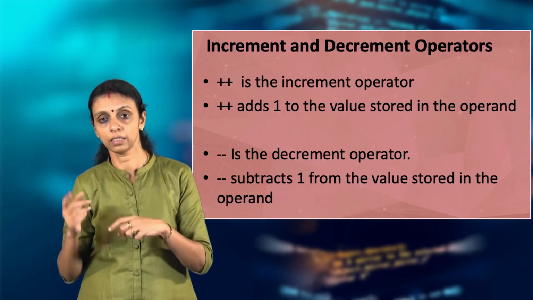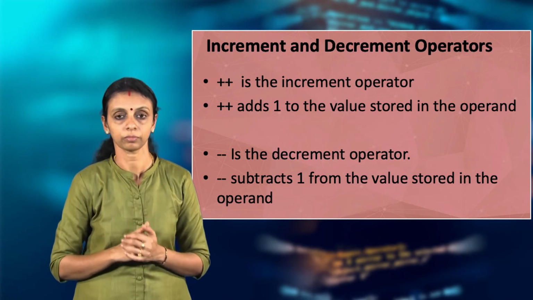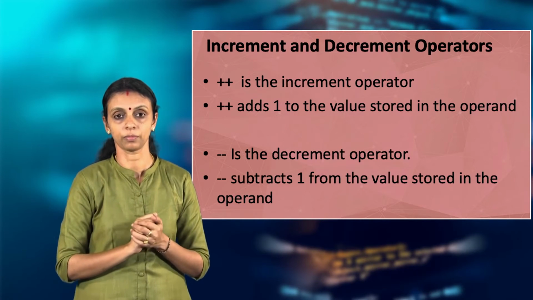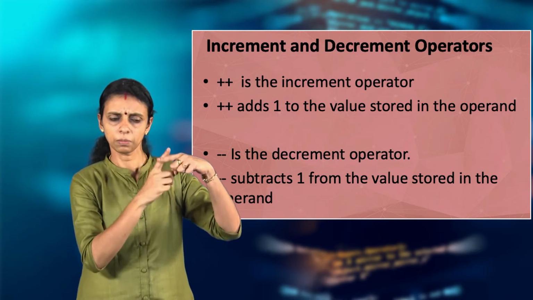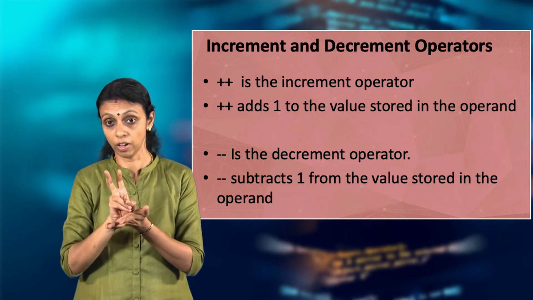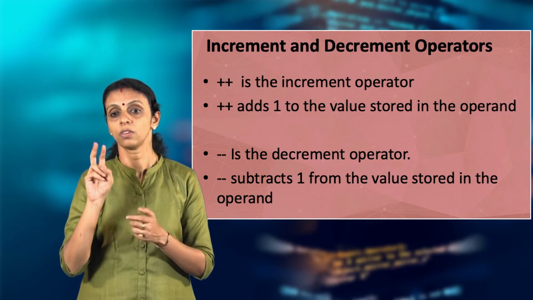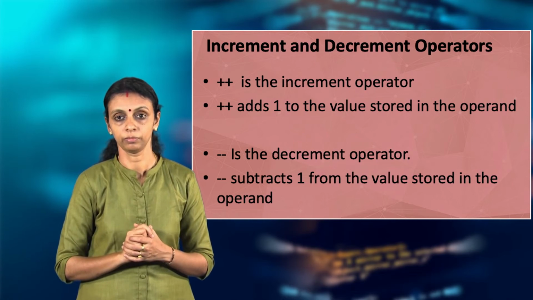Increment and decrement operators. Plus plus is the increment operator and minus minus is the decrement operator. Plus plus adds 1 to the value stored in the operand. Minus minus subtracts 1 from the value stored in the operand.